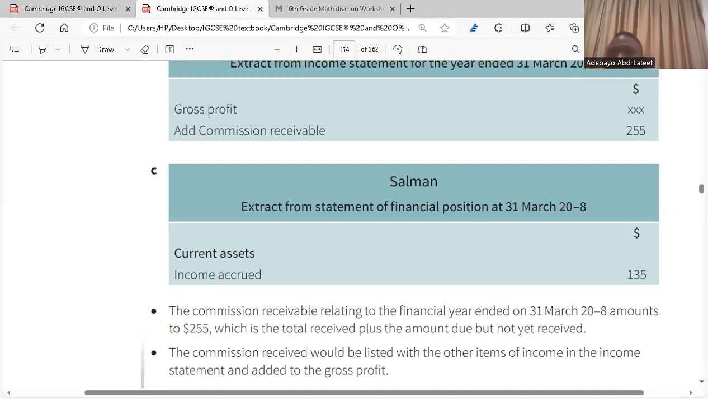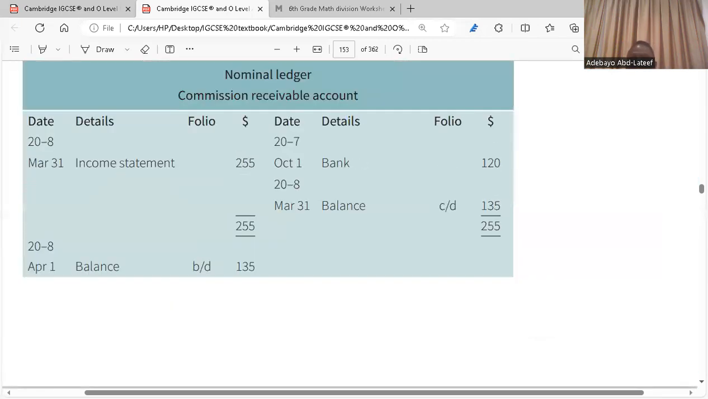Yes. Income. You know, they told Salma that they're going to pay Salma in arrears. 125 was paid. Then afterwards, 135 was to be paid. But 135 has not been paid yet. So 135 becomes accrued income because that transaction is done. Salma has carried out that transaction, but still waiting for the payment to be made. So the three accounts now are what? We open a ledger account, which is a commission receivable account. For the commission receivable account, on the debit side, you have your income statement, totaling the amount of job Salma has done, which is 255.